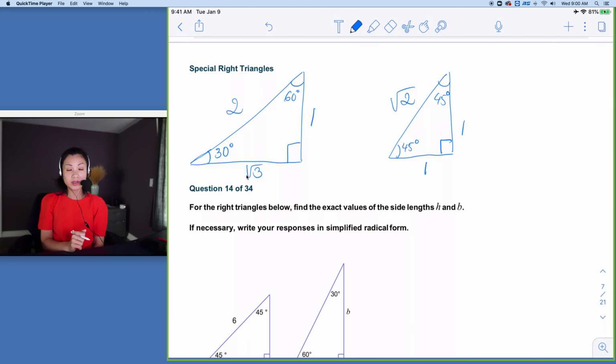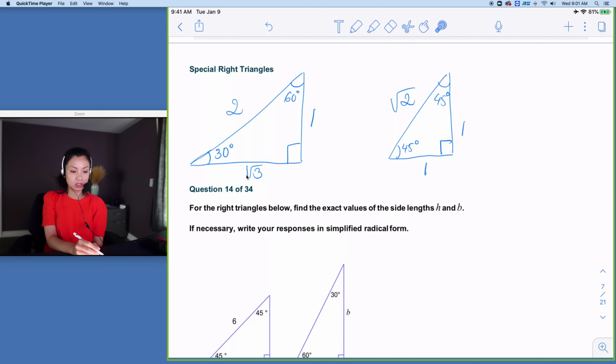These are what we call the special right triangles. There are two of them. So what we have is the 30, 60, 90. Of course, it has to be a 90 right angle right there because it's a right triangle. And we have the 45, 45, 90. If you have these two, you just have to follow the ratio. The ratio for 30, 60, 90 is 1, 2, radical 3. And the ratio for 45, 45, 90 is 1, 1, radical 2.